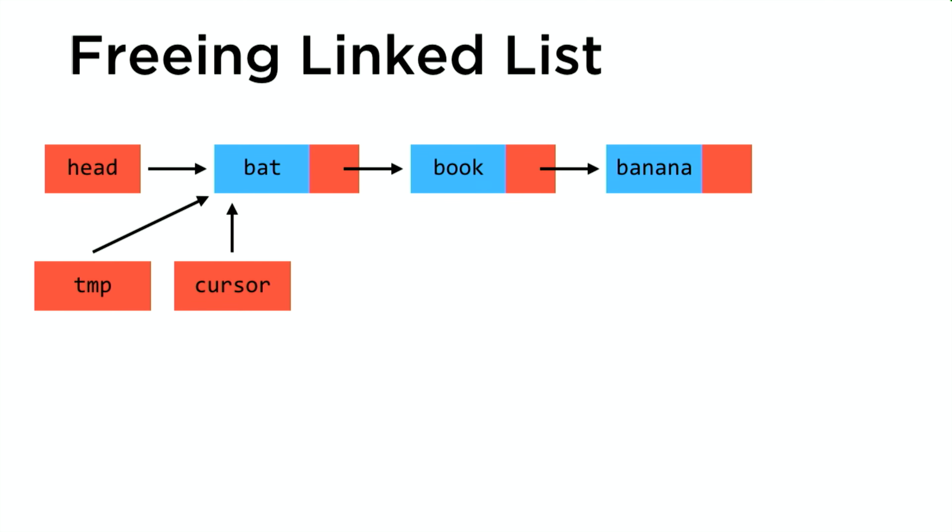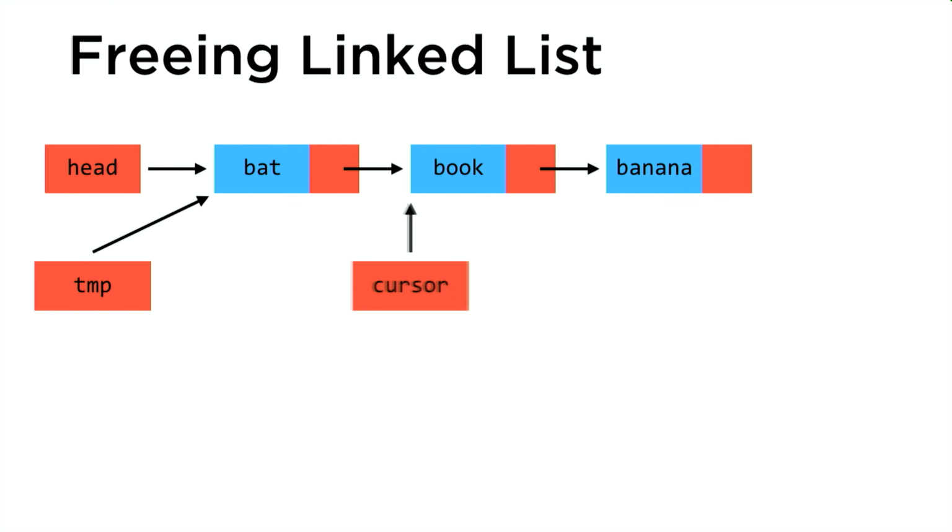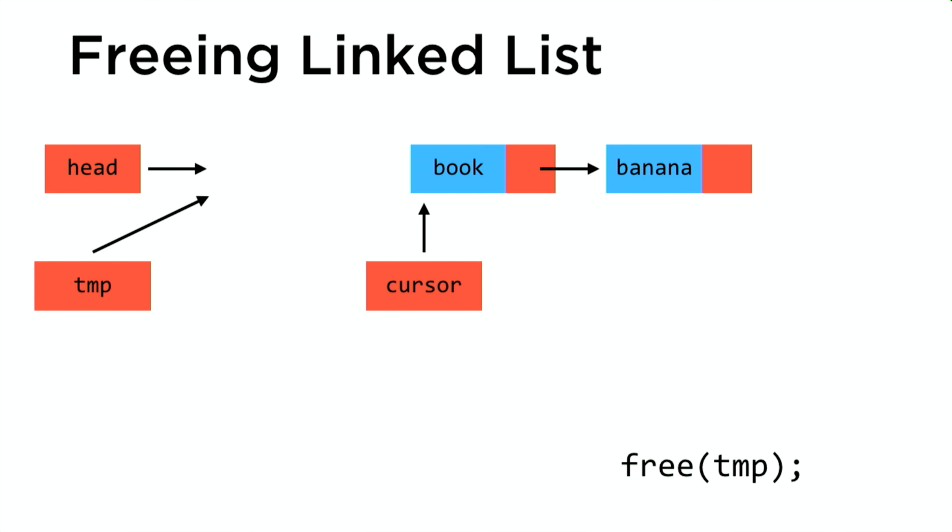Now what I'd like to do is free this temp pointer, which is pointing to this first node, but I want to make sure that I don't lose track of the rest of the linked list. So what I can first do is say something like cursor = cursor->next, to say go ahead and move the cursor to the next element in the linked list before we free the first element. Now cursor is pointing to the second element in the linked list, so if I run a line of code like free(temp), I can free up the bat node without worrying about losing the rest of the linked list. Cursor is still pointing to it.